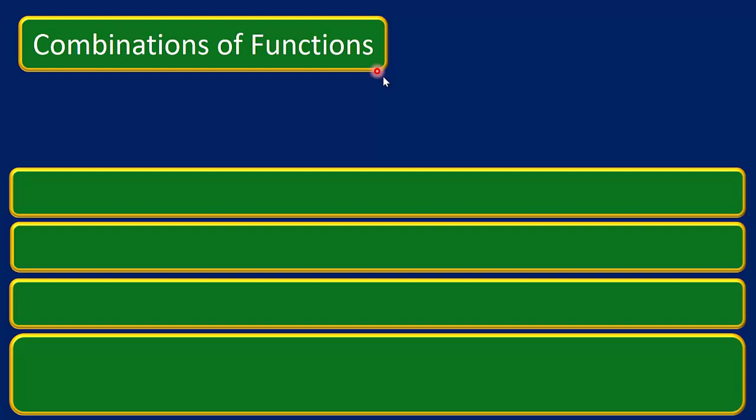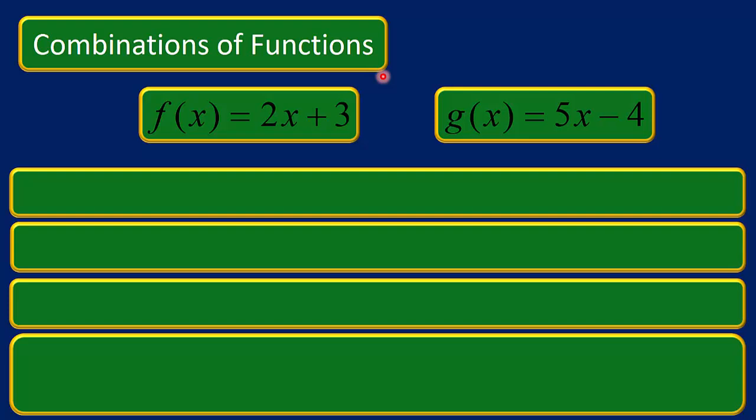Okay, let's look at combinations of functions. Now, let me show you what I'm talking about. Let's suppose we have a couple of functions here, f and g, and we want to combine them in various ways. Now, a lot of this is just really notation. In other words, if we want to talk about f plus g of x, well, what does that mean? That means f of x plus g of x.